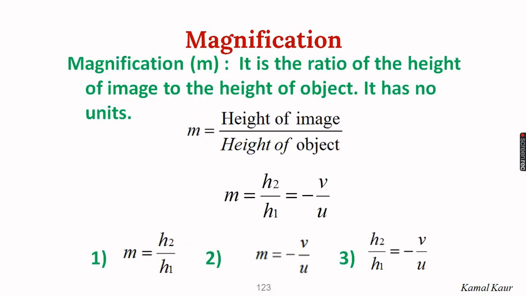So now we will see again the formula for magnification, which is h2 upon h1. But magnification can also be equal to minus image distance divided by object distance. Now this is a 3-in-1 formula because we can make 3 formulas out of this one formula. So I have written these two we have just seen, and the third one is h2 upon h1 will also be equal to minus v upon u.